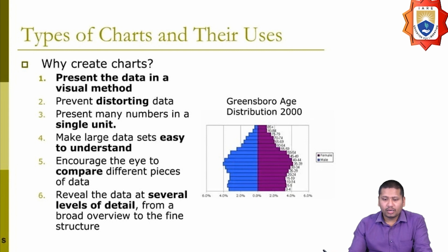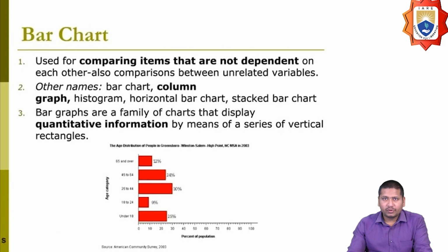We should also make large data sets easy to understand and encourage the eye to compare the different pieces of data, and reveal the data at several levels of detail from the broad view to the fine structure. So this is one view of a bar diagram, where we are able to represent it in the form of a chart. Let's see one by one. What are the different types of charts we are going to have?